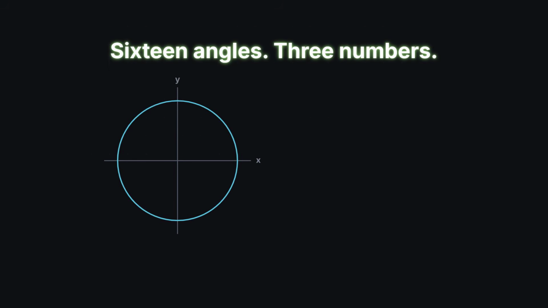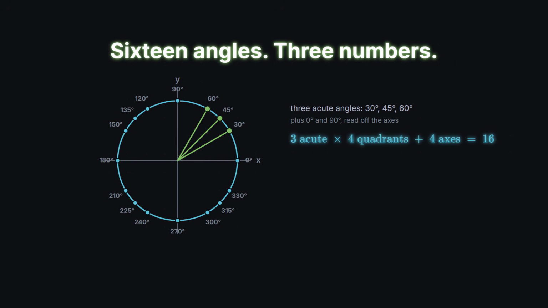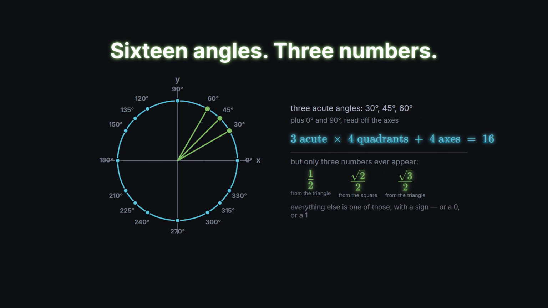Now put it together. Three acute angles: 30, 45 and 60. Plus 0 and 90, which you read straight off the axis. Reflect those into the other 3 quadrants using the reference angle, and you have 16 standard angles, all the way round. Now look at what is actually in the table. Only 3 distinct numbers appear anywhere in it: 1/2, root 2 over 2, and root 3 over 2. Everything else is one of those 3 with a sign on it, or a 0, or a 1. That is the famous unit circle chart. It is not 16 facts to learn. It is 3 numbers and a mirror.